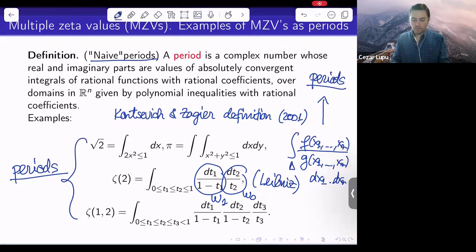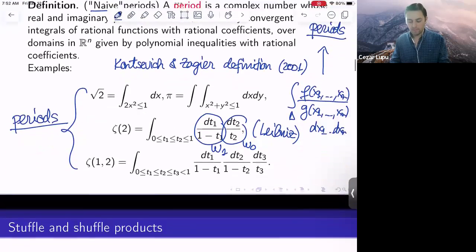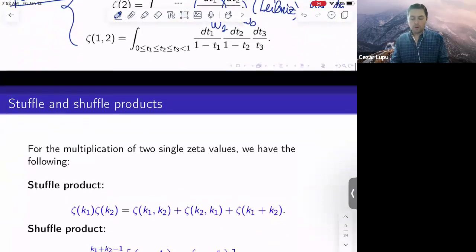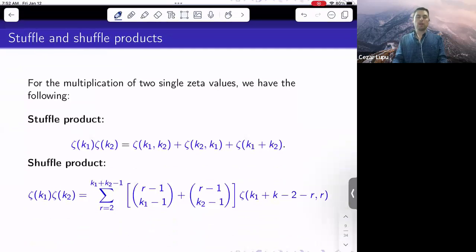And there is not much known in this ring of periods. Okay, so now the question is, like I said, what kind of operations do we have with multiple zeta values. And let me just go very, very easy with some baby examples, if you want.